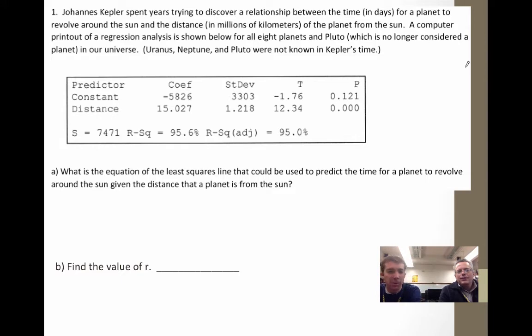Okay. So we have some Kepler data. One of our favorite astronomers. We have our computer printout, so we don't need to do any crazy calculations. We want to find the equation for the least squares line: the time for a planet to revolve around the sun, given the distance the planet is from the sun. So the explanatory variable is, so we'll put revolve.